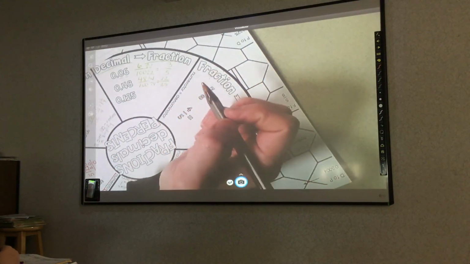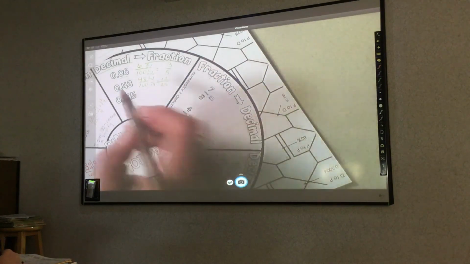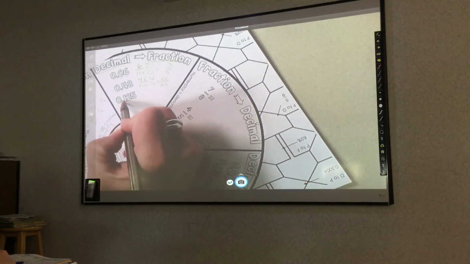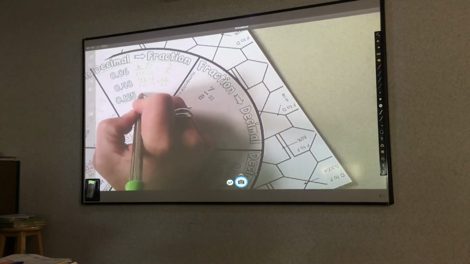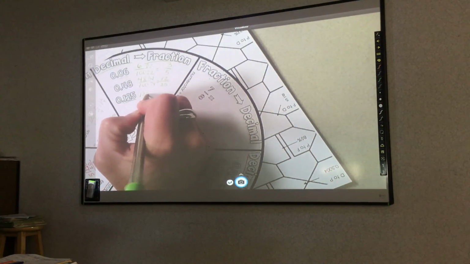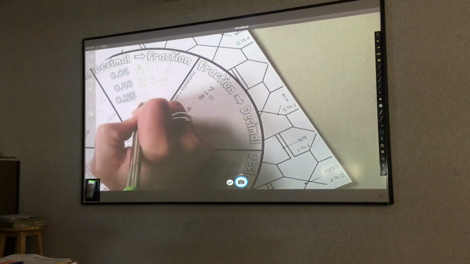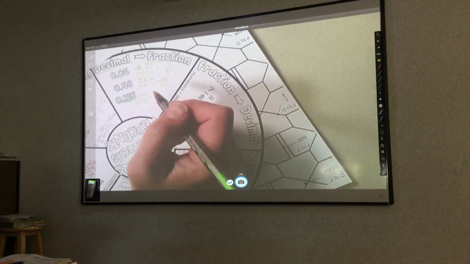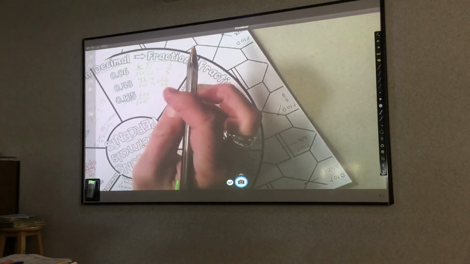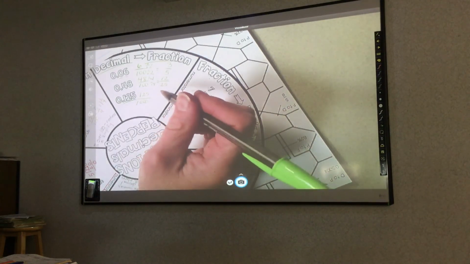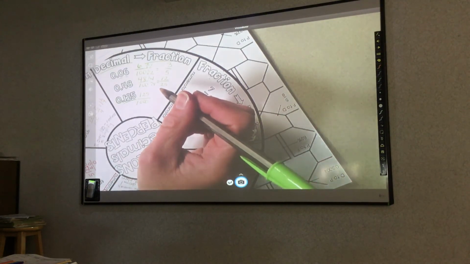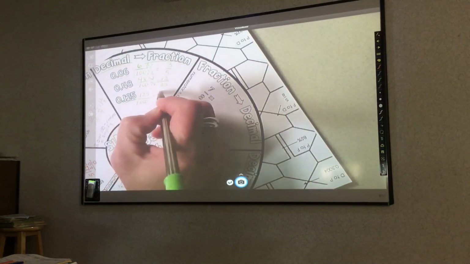Can I reduce it any more than that? No. I don't say 0 point. I say 0 and 125 thousandths. I can actually reduce by 5, I can reduce it by 25. I can also reduce by 125. If I did that, it becomes 1/8.